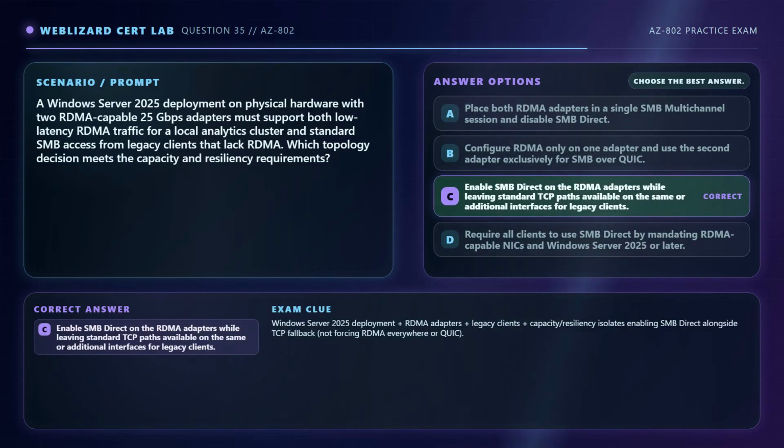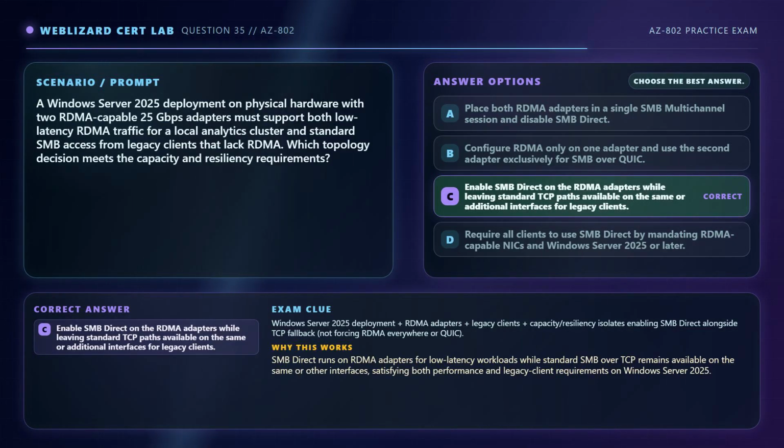The correct answer is C. Enable SMB Direct on the RDMA adapters while leaving standard TCP paths available on the same or additional interfaces for legacy clients. SMB Direct runs on RDMA adapters for low-latency workloads, while standard SMB over TCP remains available on the same or other interfaces, satisfying both performance and legacy client requirements on Windows Server 2025. Windows Server 2025 deployment plus RDMA adapters plus legacy clients plus capacity resiliency isolates enabling SMB Direct alongside TCP fallback, not forcing RDMA everywhere or QUIC.